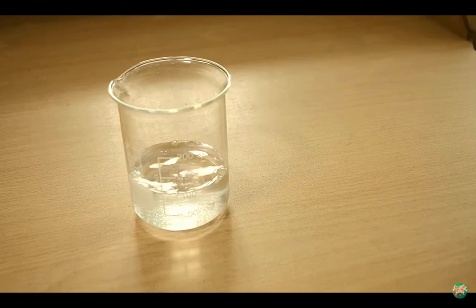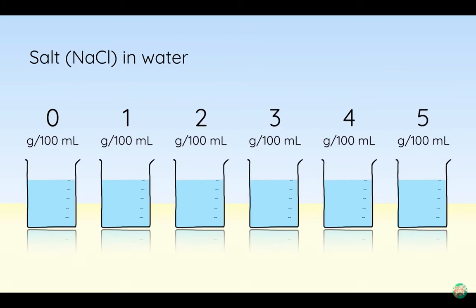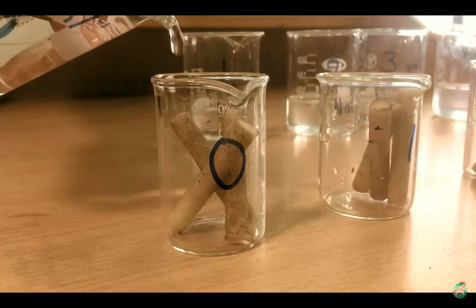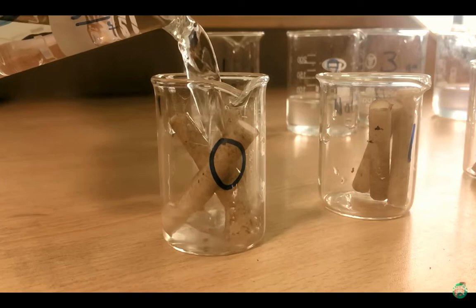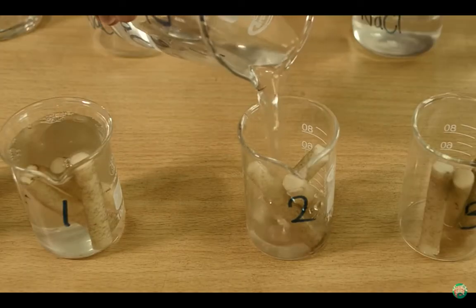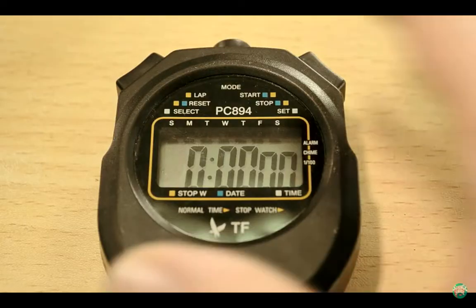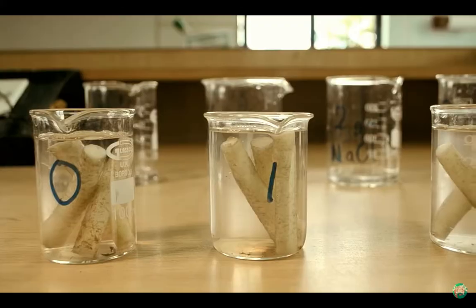In this experiment we need 6 solutions: 0 grams per 100 ml, which is just pure water, and 1 to 5 grams per 100 ml in 1 gram increments. Once the solutions are ready, pour them in to immerse the potato strips. Start the timer and leave them where they are for 20 minutes.